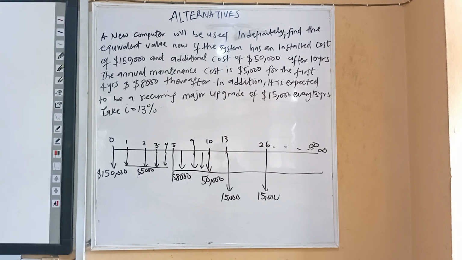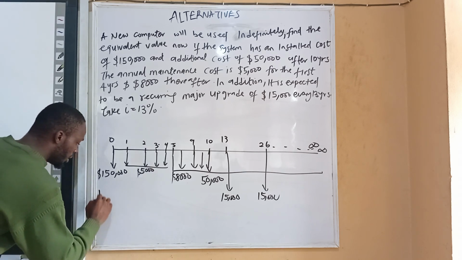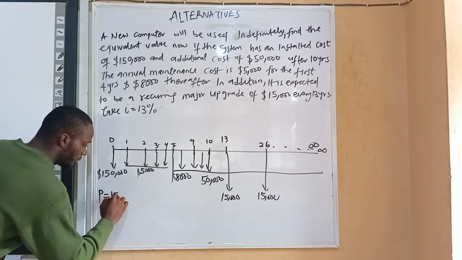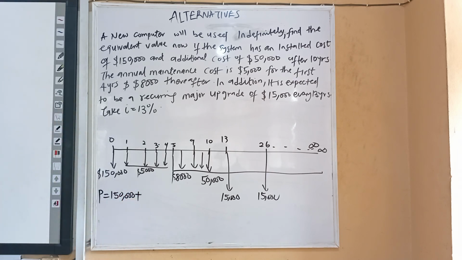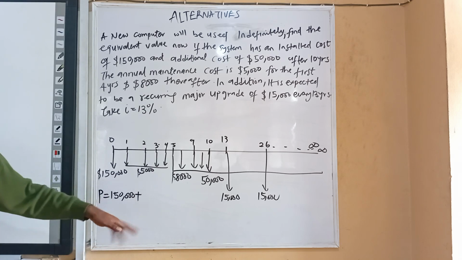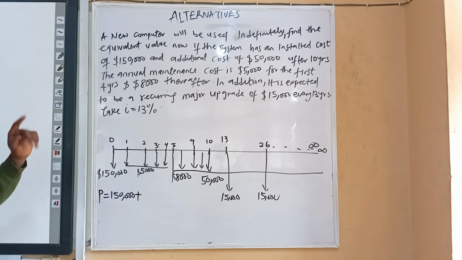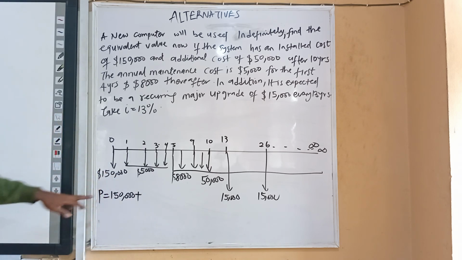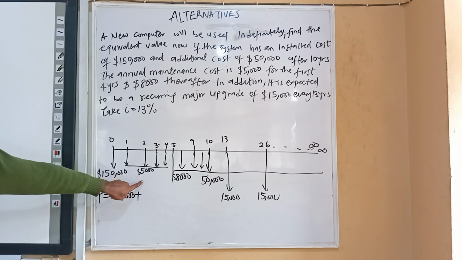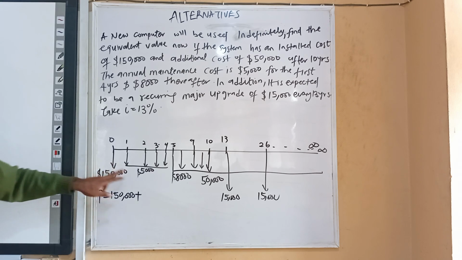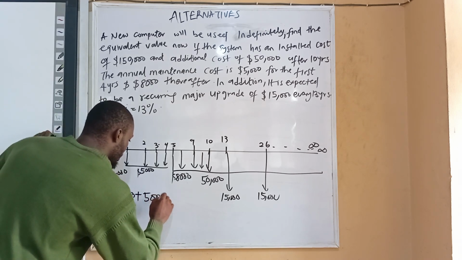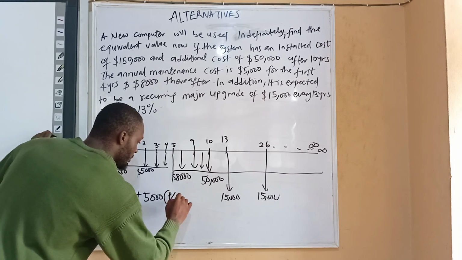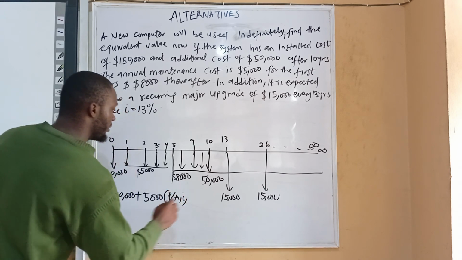So the first one is easy. Our P will just be 150,000. Because we don't have up and down, I didn't bother about the sign. You get it? So this 5,000 now is an annual uniform series. We now find P given A, 5,000, for 4 years.